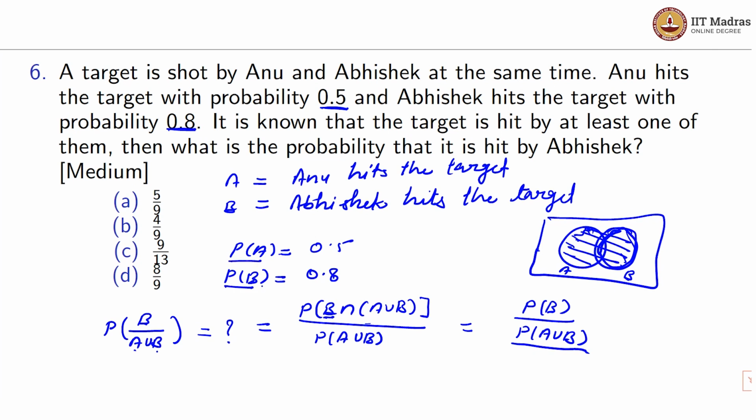Here the point is that the hitting is an independent event, because Anu hitting the target is independent of Abhishek hitting the target. So here I can say that the probability of A intersection B will be equal to P of A times P of B. This is by my independence event, because A doesn't depend on B and B doesn't depend on A.